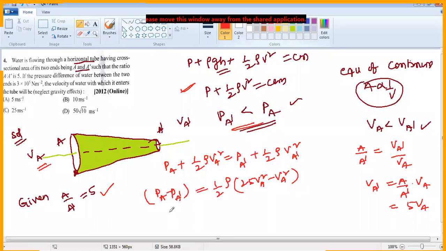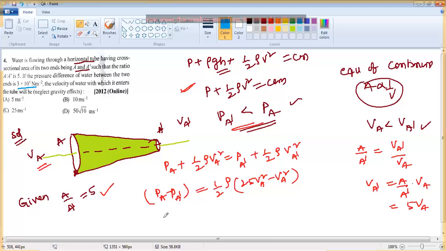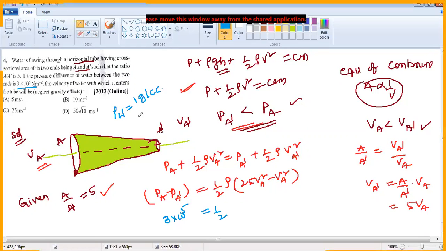Now PA minus PA dash is the pressure difference he gave: 3 into 10 power 5 Newton per meter square, equal to 1 by 2 into rho into 24 VA square. This is water flow, so the density of water is 1 gram per cubic centimeter in CGS units, and in SI units 10 power 3 kg per meter cube. Then substitute 10 power 3 kg per meter cube; 25 minus 1 is 24 VA square. Do you understand the point now?